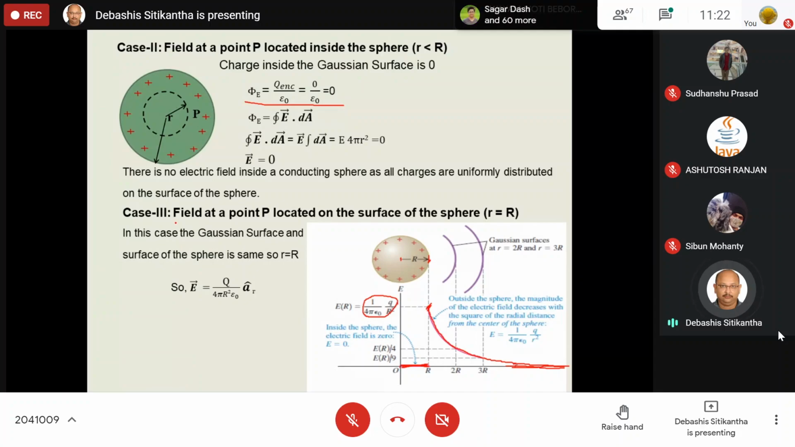Now, next is the field at the point P. Over here, very simple, small r is equal to capital R. Just replace the small r by capital R as in the case of outside the sphere. So over here, if you put it, you are going to get this expression.